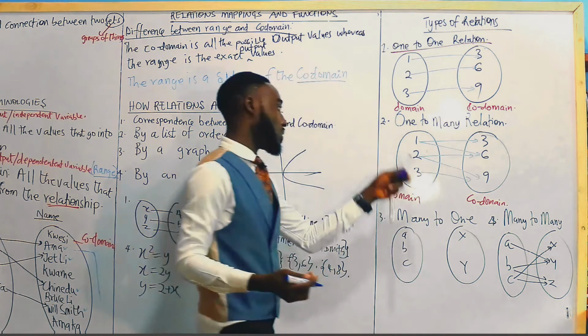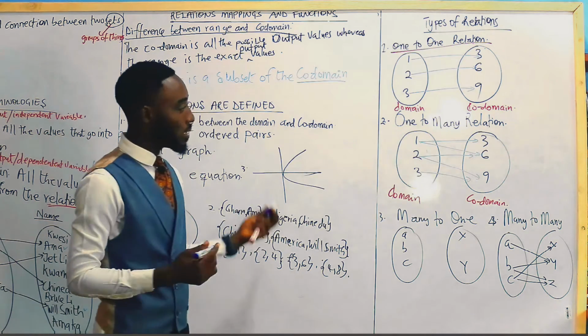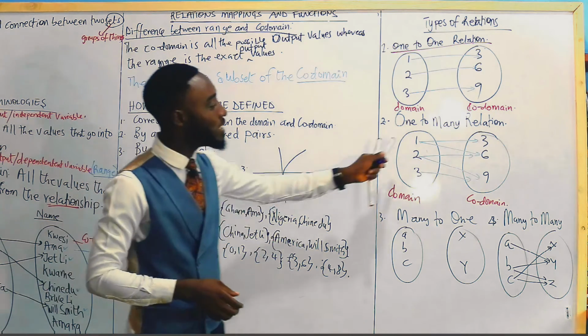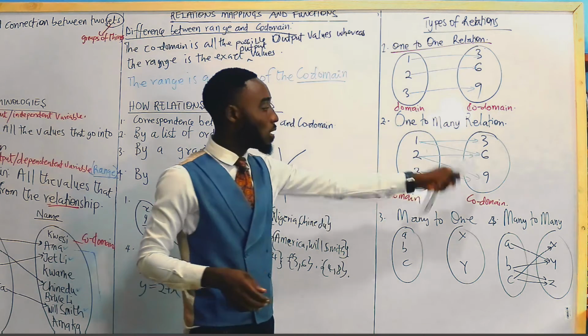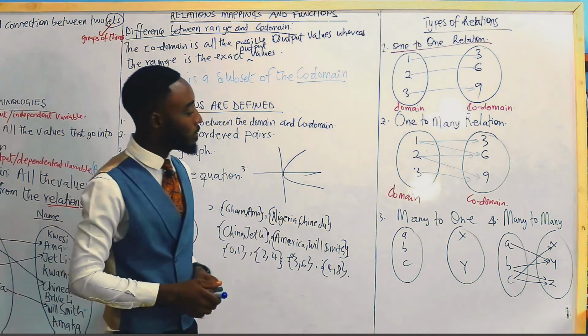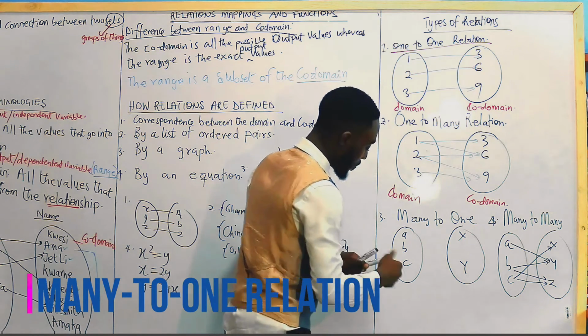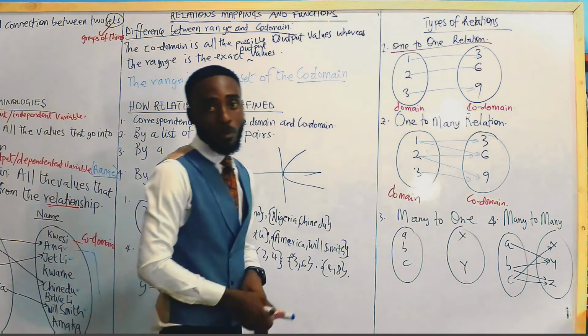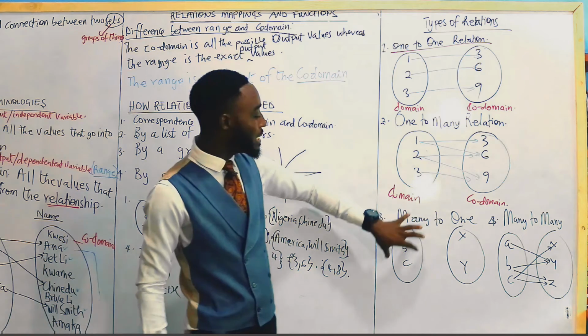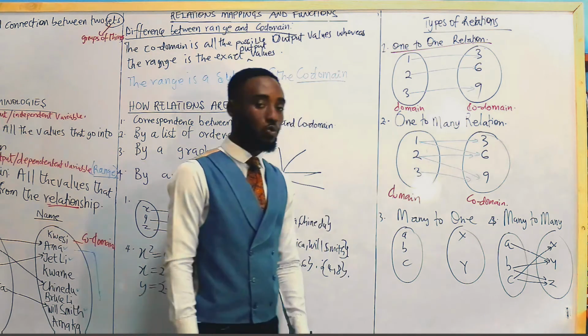So as you can see, if a relation exhibits that trait, the name goes for them. So one to many relation: 1 goes to 3, the same 1 goes to 6. In this kind of relation, we call it a one to many relation. Next one, many to one. In this case, as the name suggests, we have many values in the domain mapping to one in the codomain.